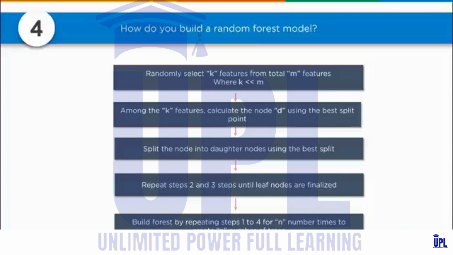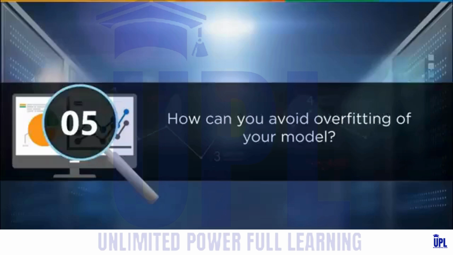So you can see it's got the same build pattern as the tree, but instead you're building a number of different trees, little small trees, so they all have an n leaf node. Random forest has a vote at the end, and whoever gets the most votes wins. That's the answer. How can you avoid overfitting of your model?